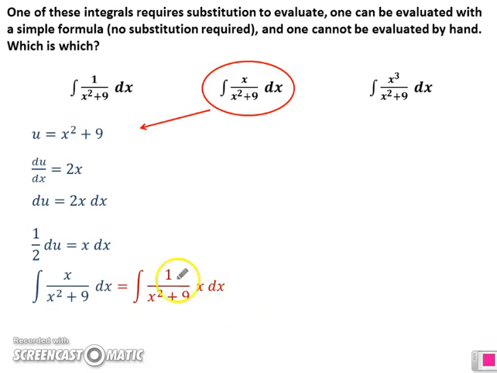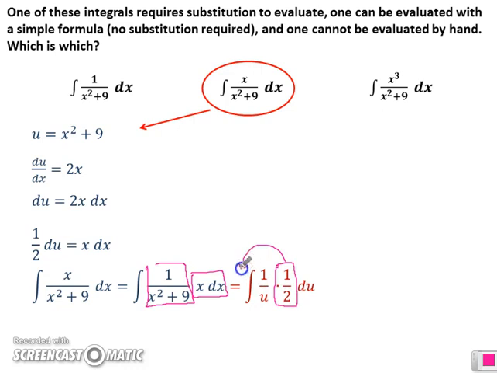This is now 1 over x squared plus 9. Just rewriting this again so it looks prettier instead of in my handwriting. That's going to be my 1/2 du here. So this is the 1 over u, 1/2 du. Everything has a spot. And now when you integrate and you have a constant, everything's being multiplied here. We can pull that out. Constant comes out. Looks like this.